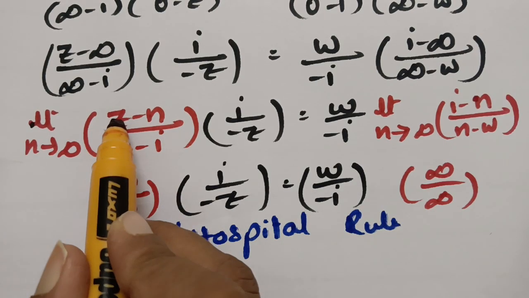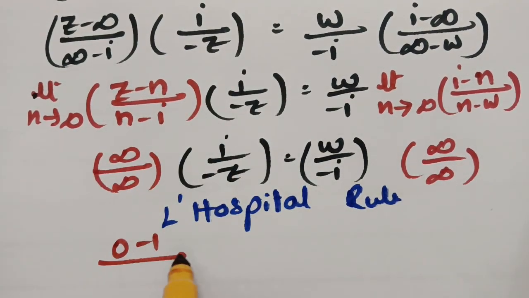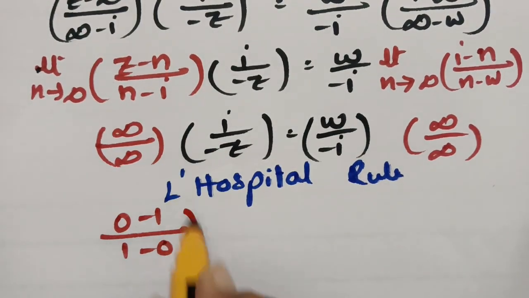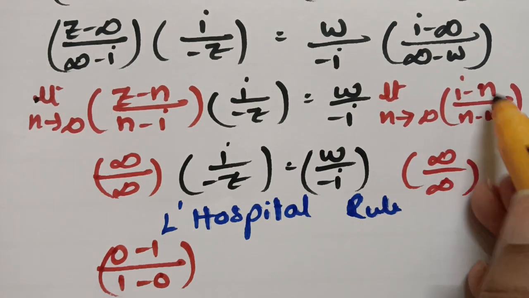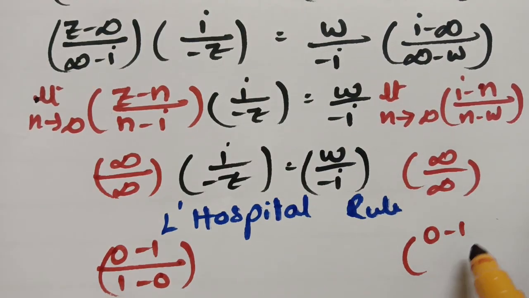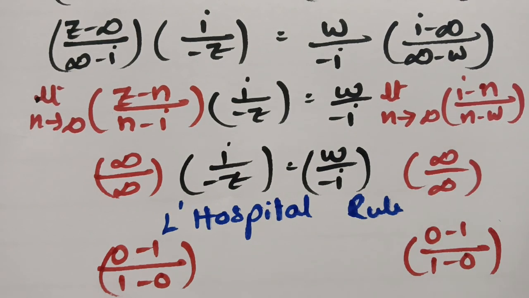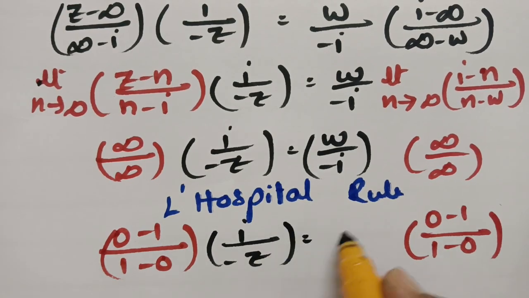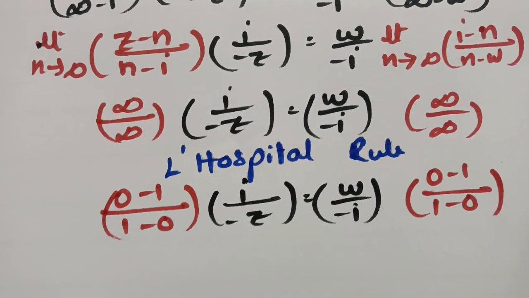If I take the derivative with respect to n, z will be 0. Here this will be 0, and n with respect to n is 1. So with respect to n, this is 1 and this value is 0. Clear? And here also, if I apply L'Hospital's rule as it is infinity by infinity, with respect to n this will be 0. Here there is n, this will be 1, and this will be 0. Clear? And now the same values I repeat: I by minus z, and this is w by minus I.